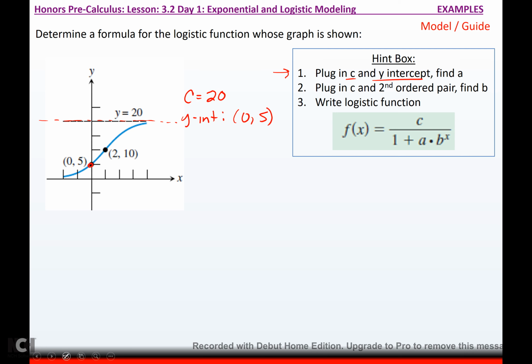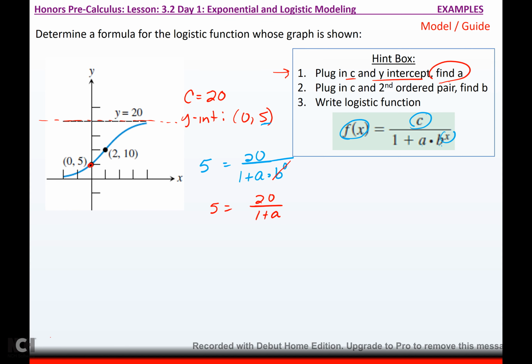So in my function, I'm going to have f of x equals 20 over, oops, sorry, I'm plugging in my ordered pair. So if I change f of x to y, that's going to be 5 equals 20 over 1 plus a times b to the 0, because I changed x to 0, I changed c to 20, and I changed this to 5. Now do you see how I have everything except for a and b? That's technically still too many letters in my problem to use algebra for. But because I picked that y-intercept, b to the 0 is 1. So what I have is 5 equals 20 over 1 plus a.